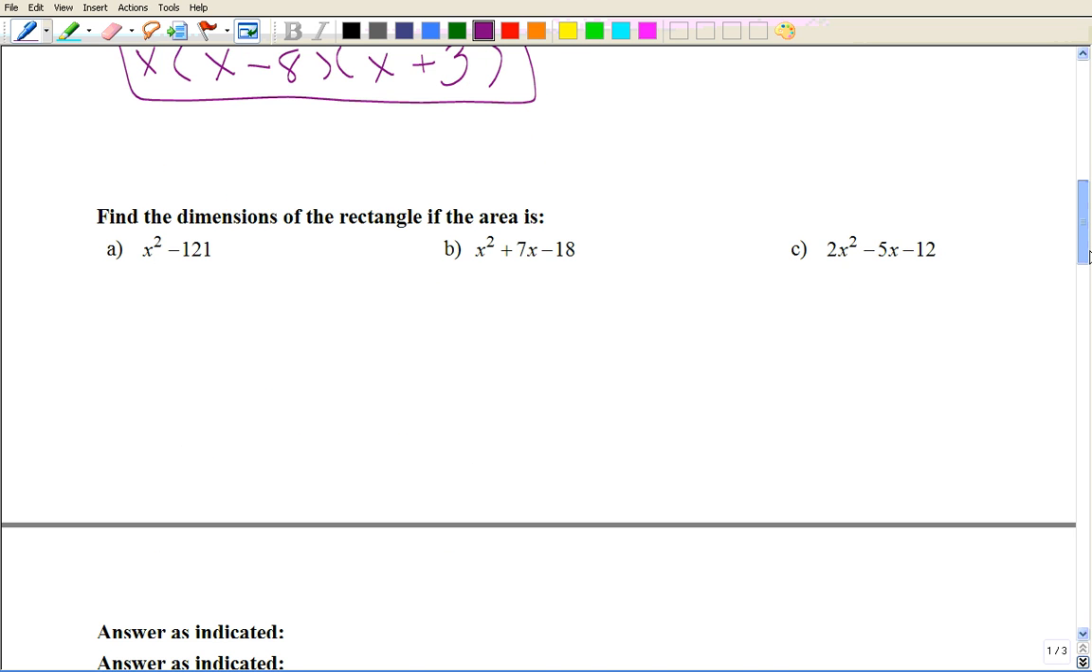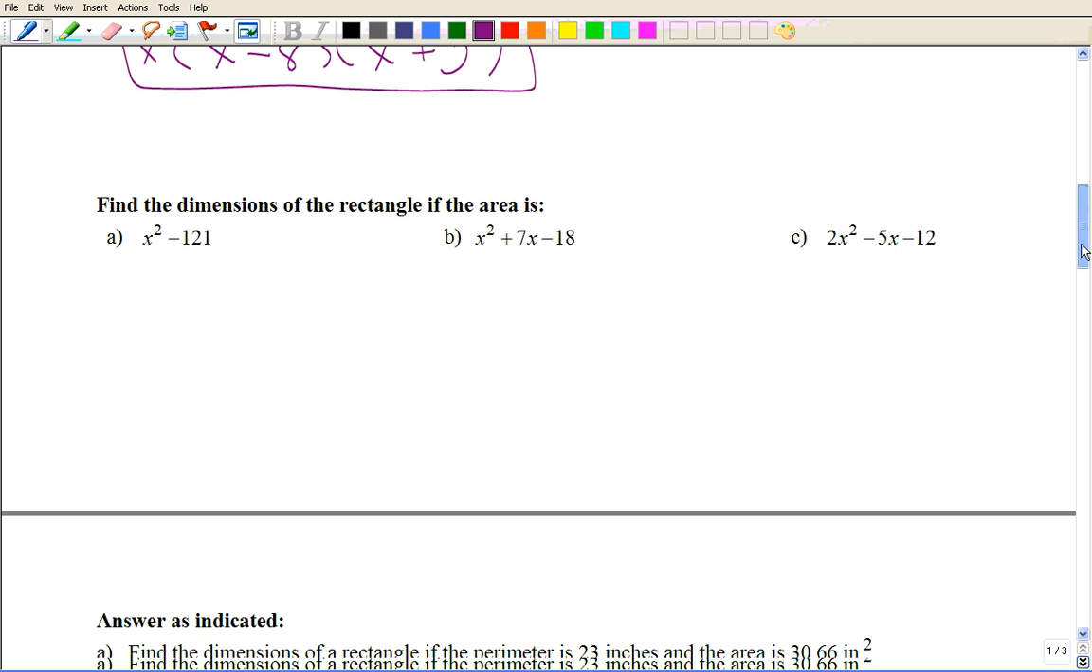Okay, for the next part, we're going to find the dimensions of the rectangle if the area is, and in the first one it gives us, x squared minus 121. So we're finding the dimensions, the length and width, and it gives us the area. So length and width, that's multiplication. So if we have a final product here, the area, since area is the product of length times width, then we want to factor this back out so we have two things being multiplied.